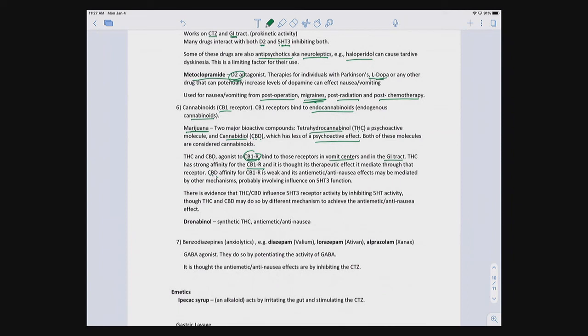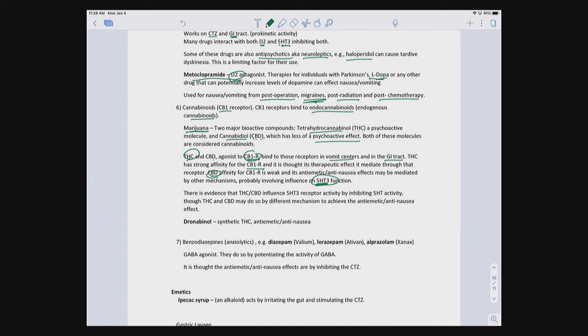The thinking is that CBD also seems to influence serotonin function. So if there's an antiemetic, anti-vomiting result from CBD, it may be through 5-HT as well. Also, there's some evidence that THC can interact with the 5-HT3 receptor. Again, much remains to be worked out, but the bottom line is that these types of molecules can be effective in anti-nausea and anti-emesis.